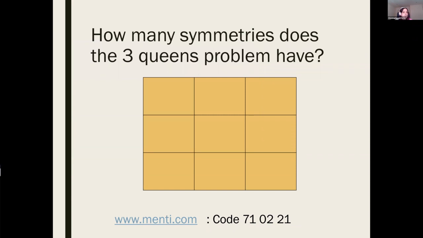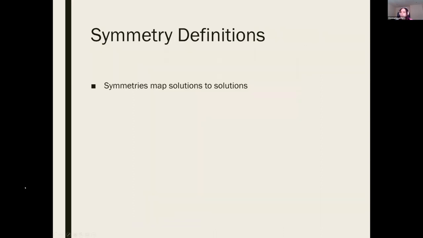If you're not aware of this, what's interesting about the 3 queens is it doesn't actually have any answers. There's no way of putting 3 queens on a chessboard such that they can't attack each other. If we define a symmetry as something that takes solutions and turns them into solutions, then in some sense anything's a symmetry because there's no solutions to map. So we could say symmetries have to map solutions to solutions. That feels like the right kind of thing to do.